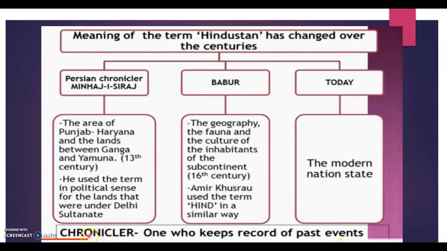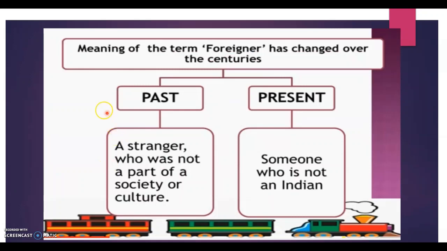So, children, who is a chronicler? The person who keeps record of past events is termed as chronicler. Children, likewise, the meaning of the term foreigner has changed over the centuries. In the past, the term foreigner indicated a stranger who was not a part of the society or culture. But in the present, the term foreigner indicates someone who is not an Indian. So this is the difference between the term foreigner used in the past and the present.